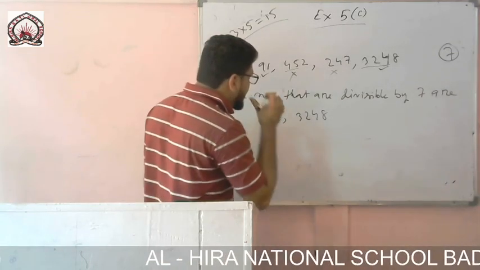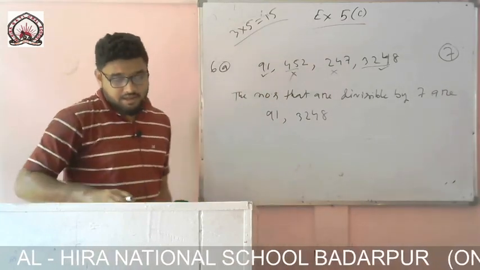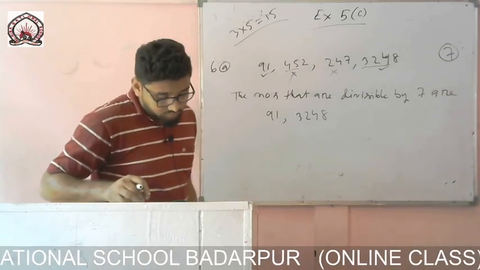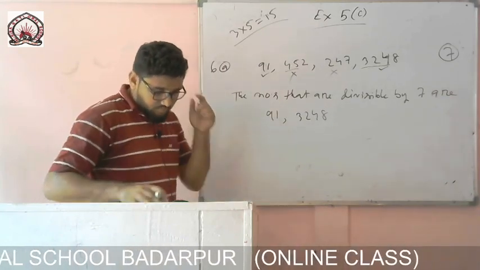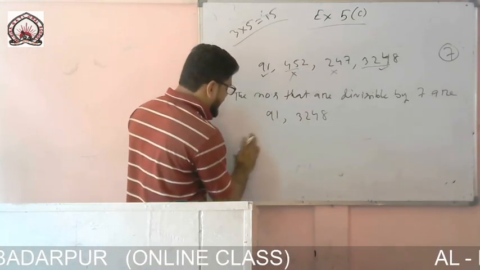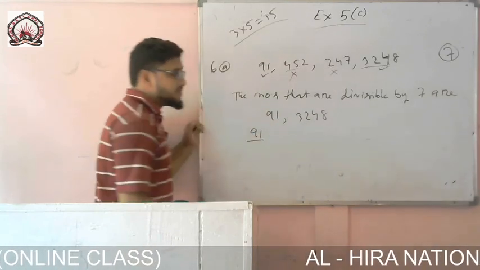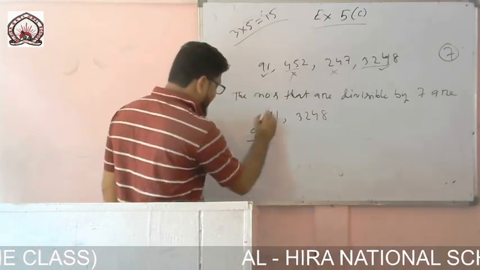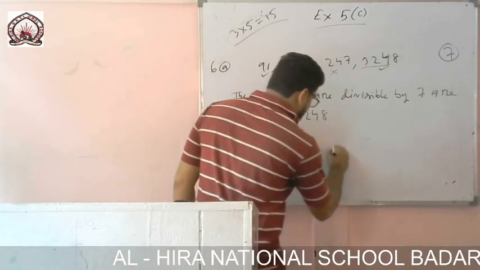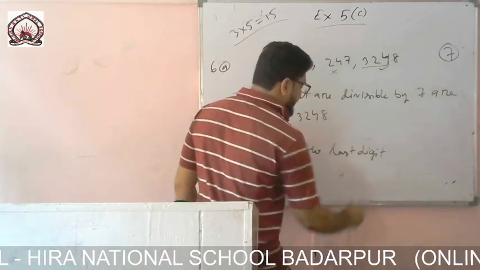Okay, so 3, 2, 4, 8. These two are divisible by 7. Now what do you write? First, double the last digit. So for 91, I am writing, how is it divisible by 7? I am explaining. Double the last digit of 91.